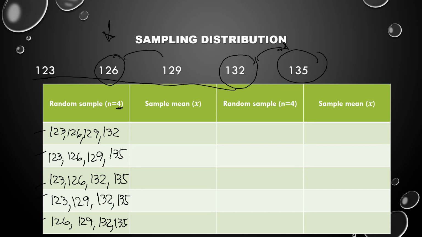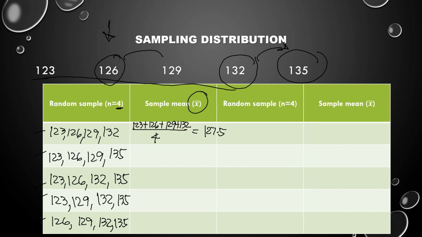Now, next, we are moving on to finding its sample mean. So we're simply adding this out. We have 123 plus 126 plus 129 plus 132. We divide this by 4 because we have 4 numbers in the sample size. And again, we are just getting the average for this one. So that's the sample mean. And please take note of the symbol for the sample mean. That's X bar. So this is equal to 127.5.